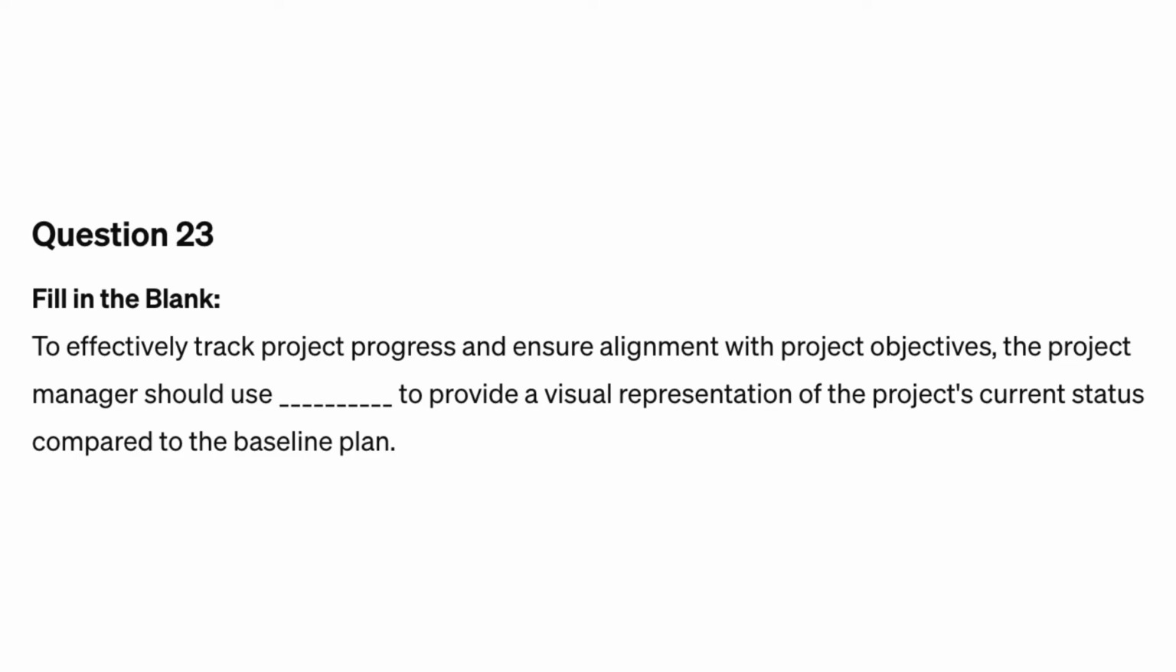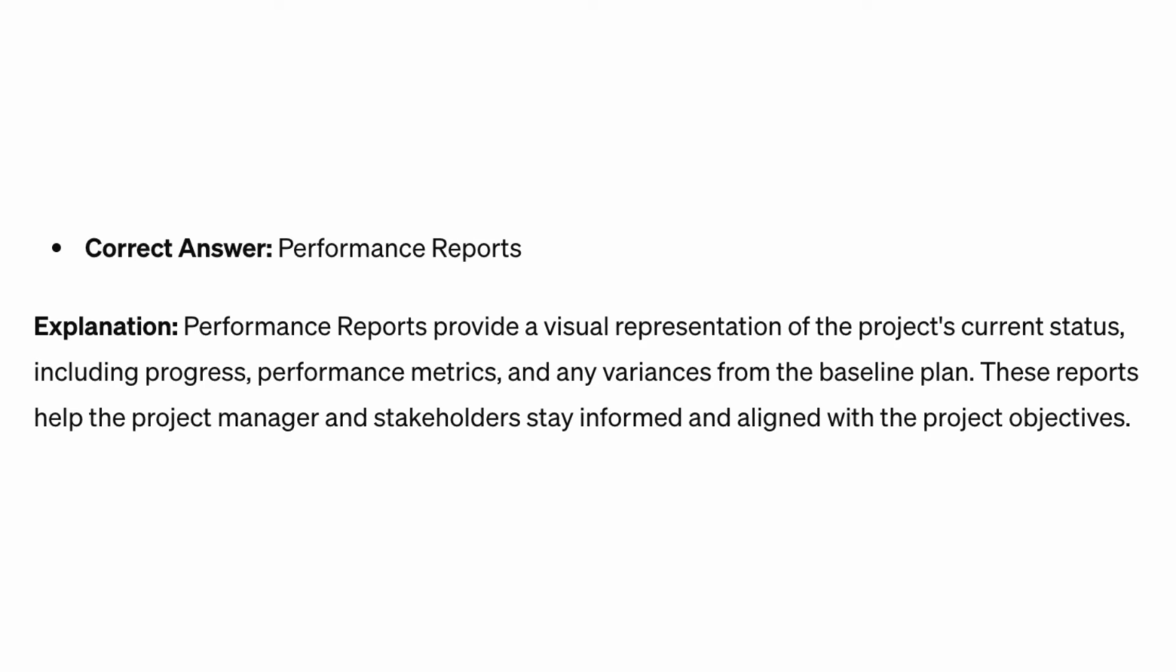Question 23. Fill in the blank. To effectively track project progress and ensure alignment with project objectives, the project manager should use blank to provide a visual representation of the project's current status compared to the baseline plan. Correct answer, performance reports. Explanation. Performance reports provide a visual representation of the project's current status, including progress, performance metrics, and any variances from the baseline plan. These reports help the project manager and stakeholders stay informed and aligned with the project objectives.